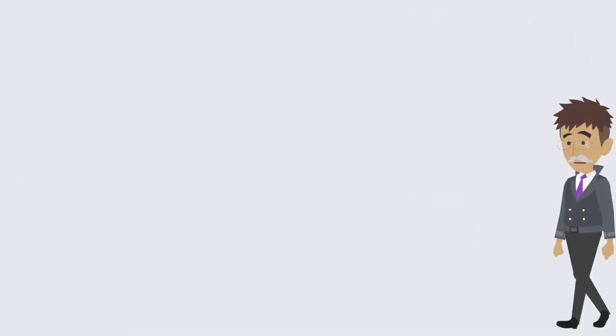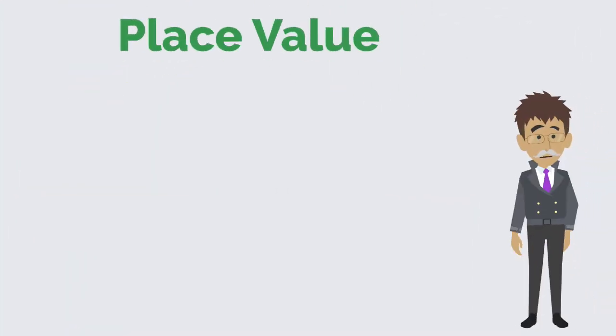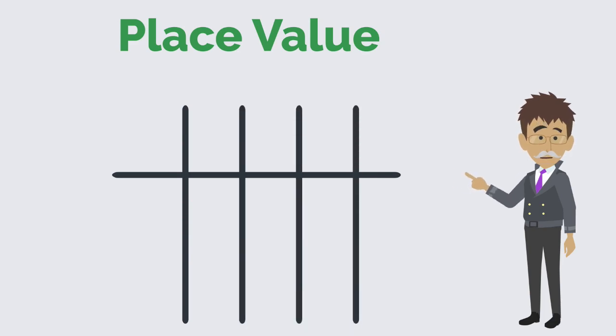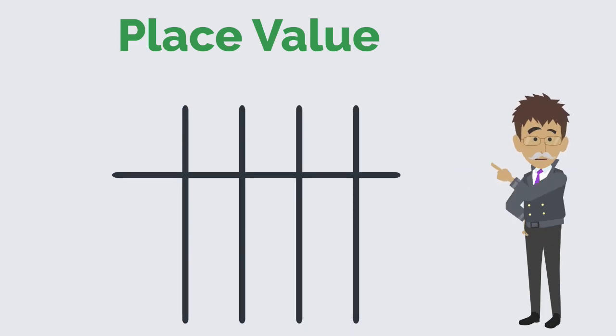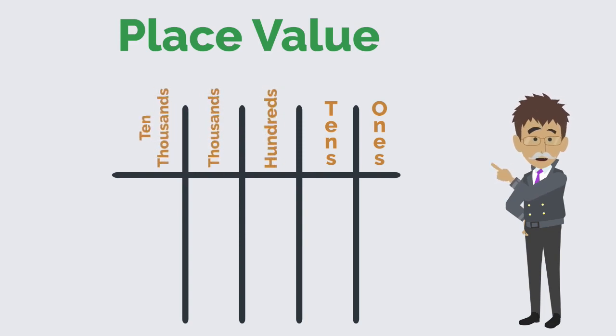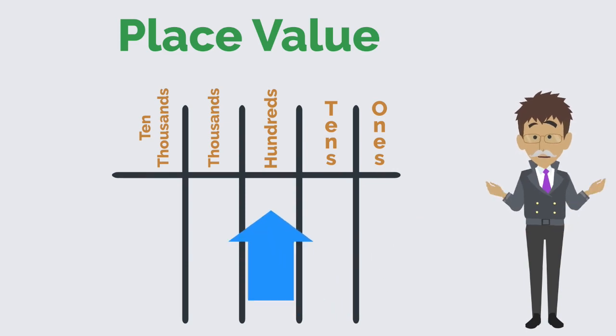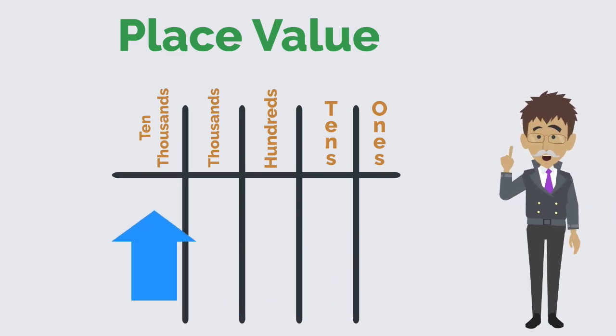To begin with, let's talk about place value. Place value is like a secret code that tells us the value of each digit in a number. In multi-digit whole numbers, each digit has a specific place or position. In our number system, the position of a digit determines its value.